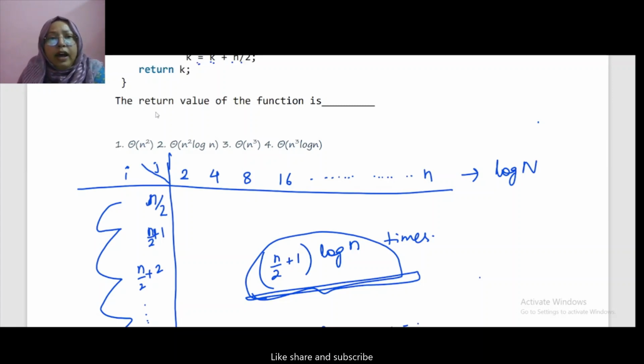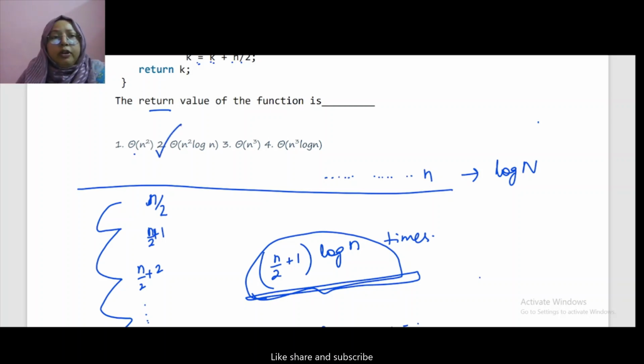So the return value of the function will be, among the options, theta of n square first, theta of n square log n, third theta of n cube, and fourth theta of n cube log n. So the best option that matches is theta of n square log n. So this will be your answer.